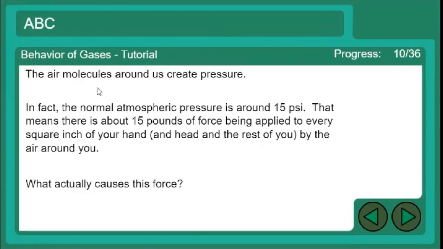So the air molecules around us create pressure. In fact, the normal atmospheric pressure is around 15 psi. That means that there is about 15 pounds of force being applied to every square inch of your head and the rest of you by the air around you. But we don't feel anything, right? What actually caused this force?